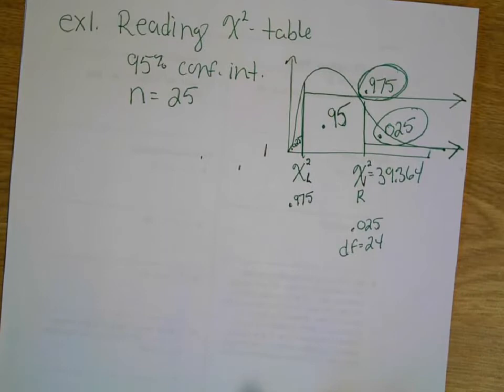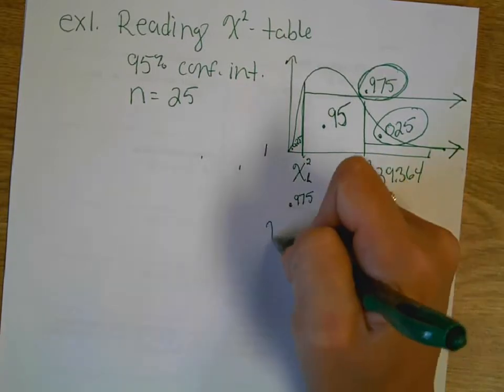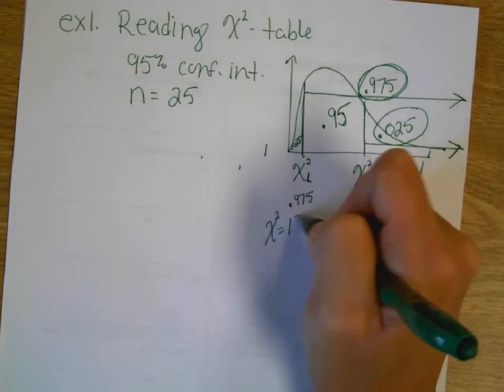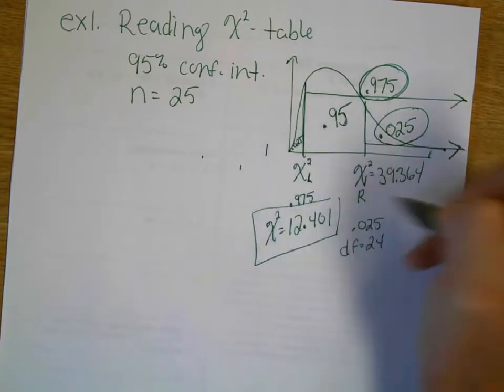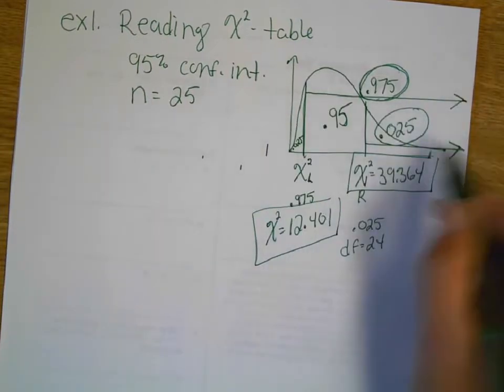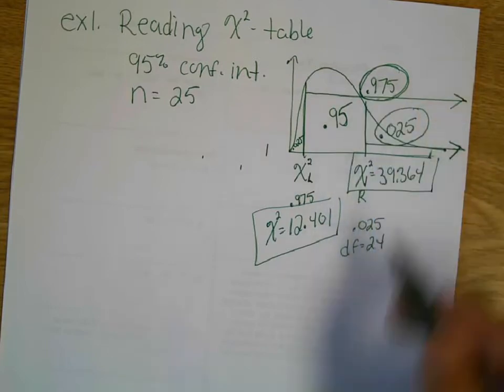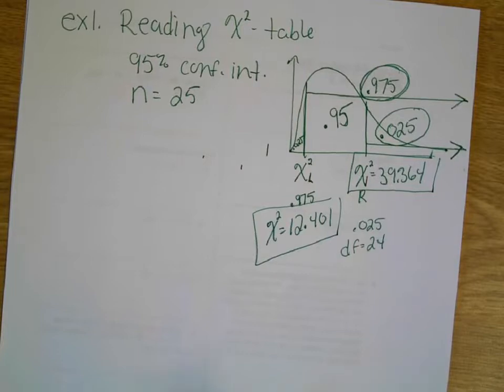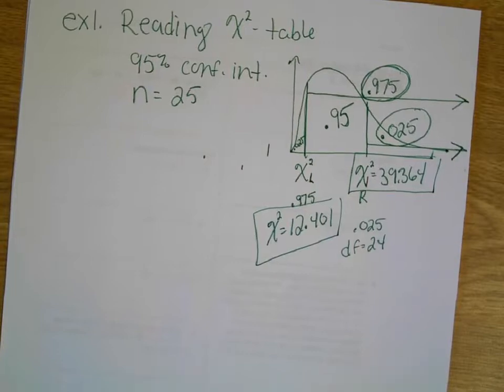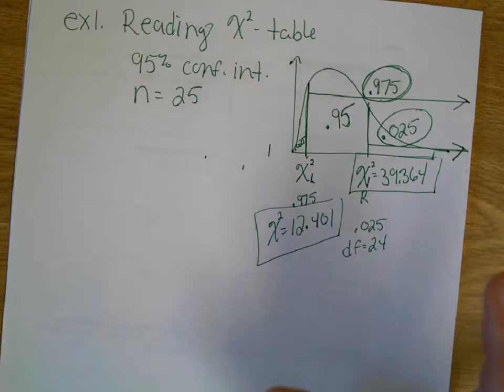I don't know what it is. Or what'd you get? I guess I do know what it is. 12.401. So total area to the right and degrees of freedom, because it's in the formulas. Oh, right. I see. I have to subtract. So that's just reading the table.